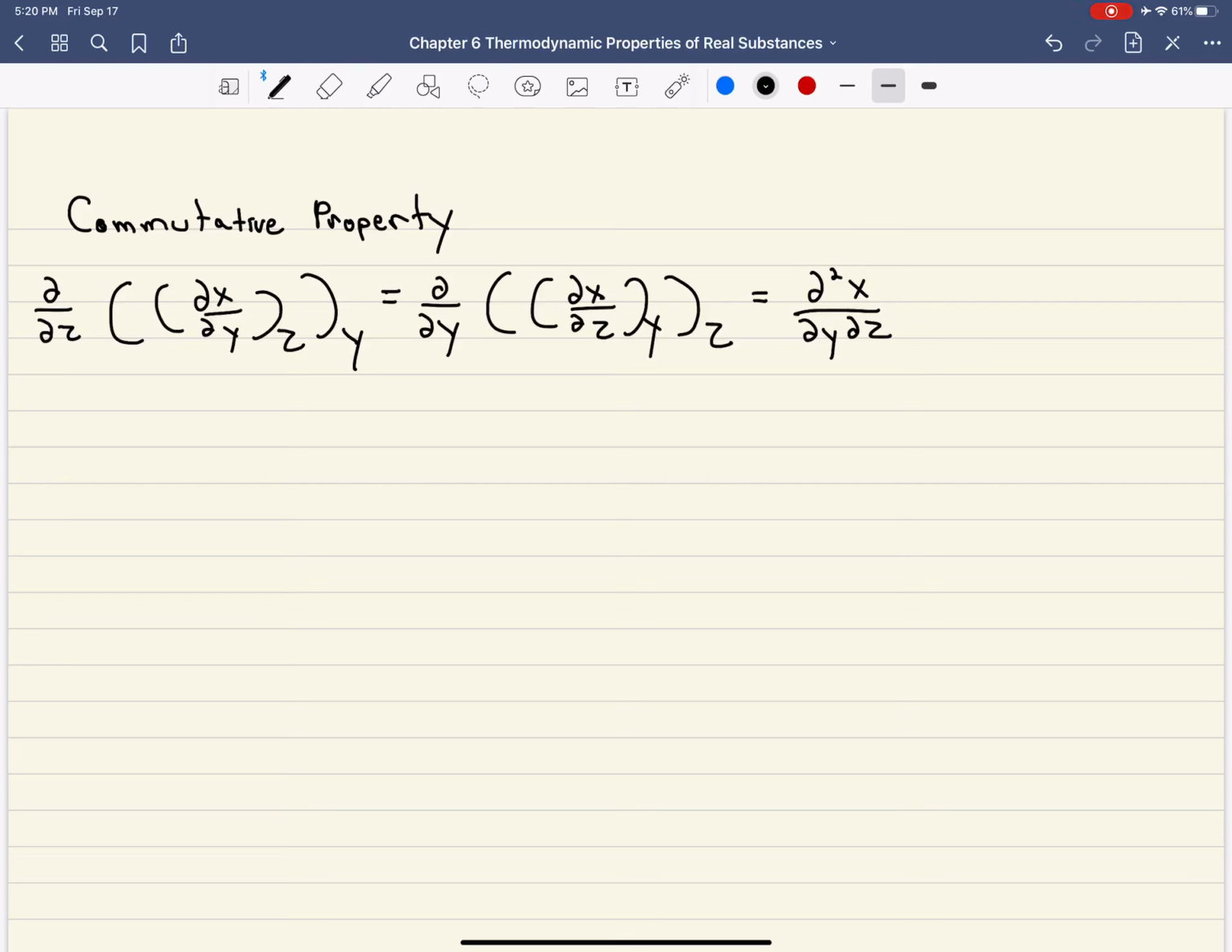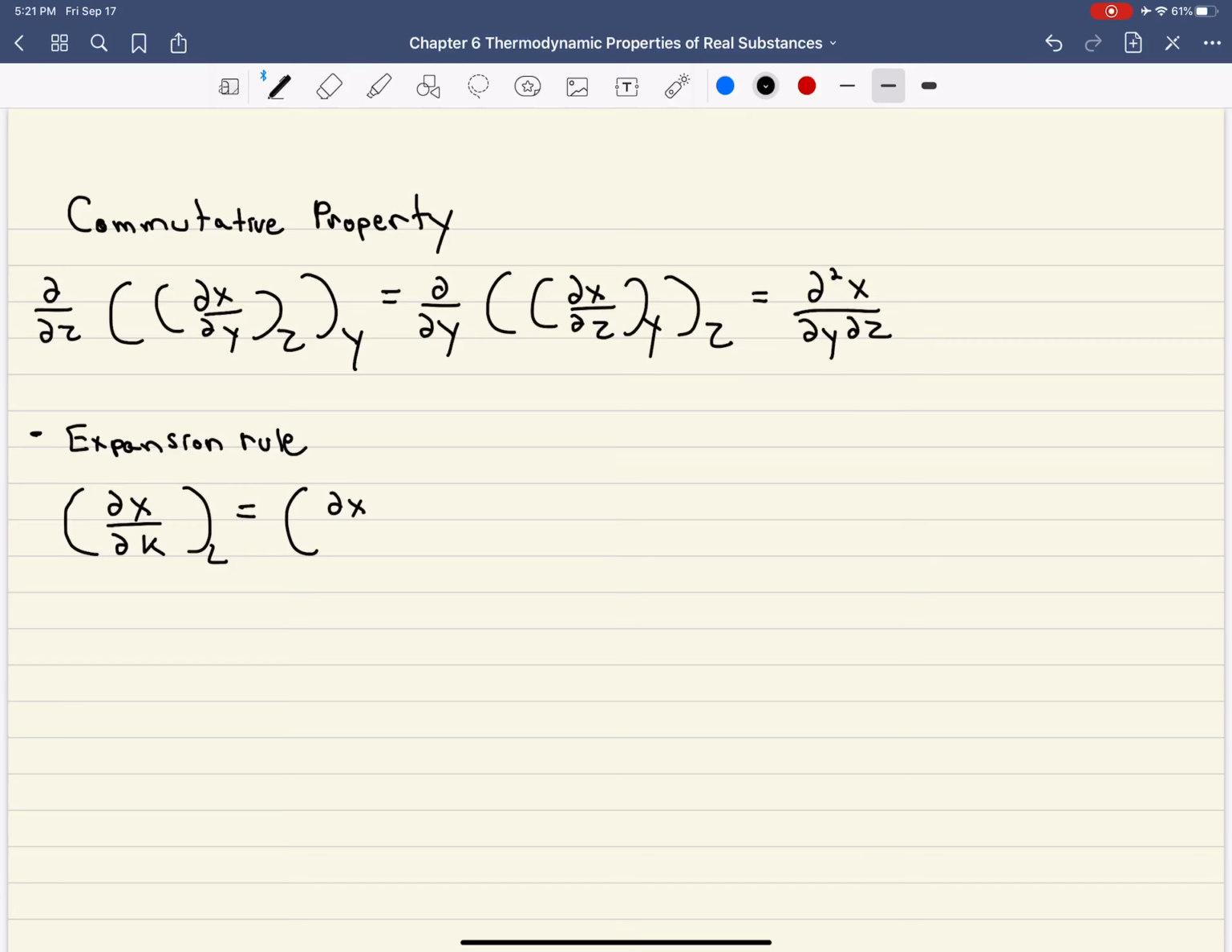All right. Another useful property of partial derivatives is the expansion rule. All right, and so this is if we had the partial derivative of x with respect to some variable k at constant L. We could rewrite this derivative and expand it out like this.